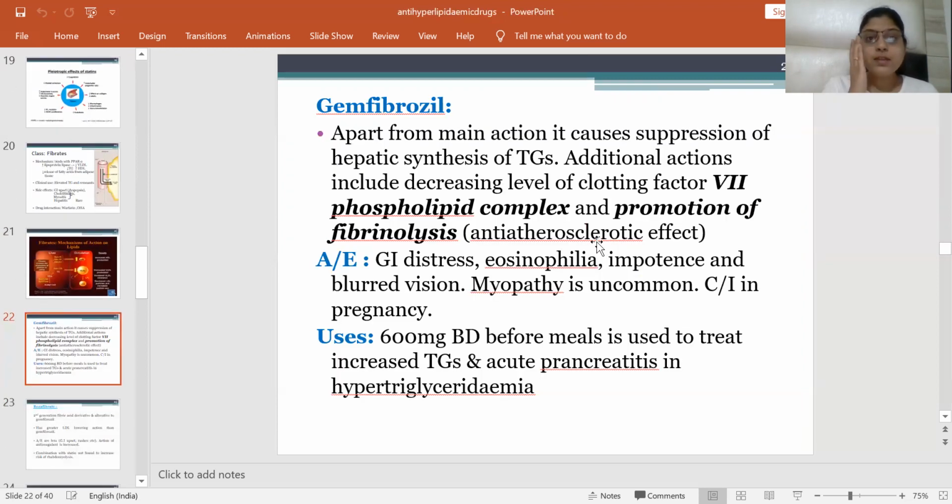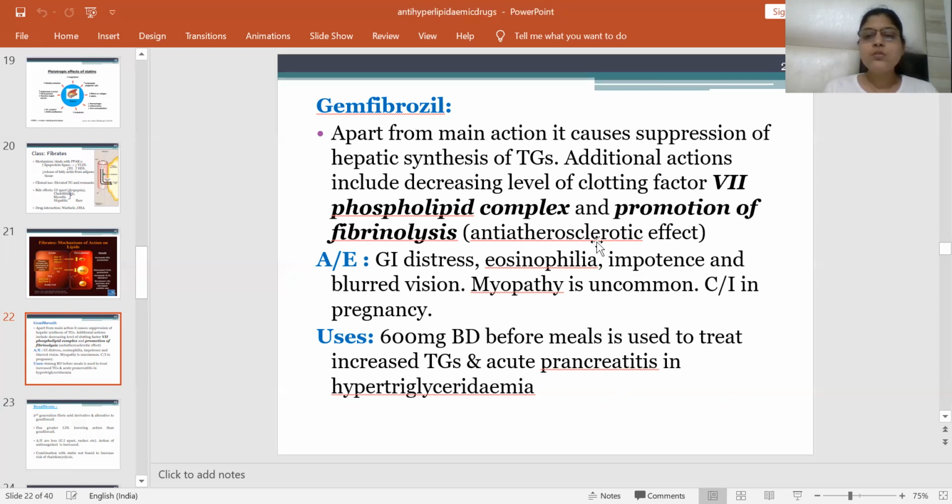Now, gemfibrozil, apart from its main action, causes suppression of hepatic synthesis of triglycerides. Additional actions include decreasing the level of clotting factor 7, phospholipid complex, and promotion of fibrinolysis. So it is having an anti-atherosclerotic effect. It promotes fibrinolysis and affects the phospholipid complex and clotting factor.